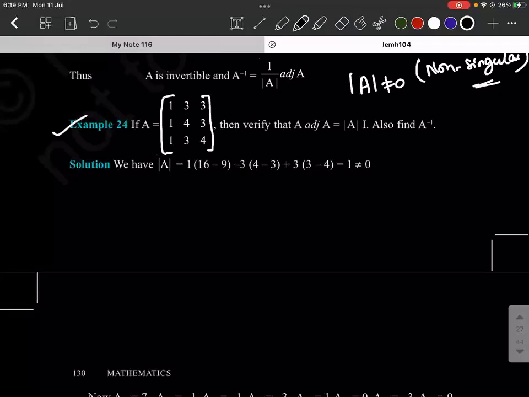You found the transpose? 7, minus 5, 7, minus 3, minus 1, 0. Okay.